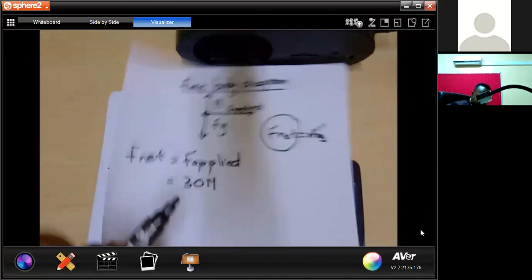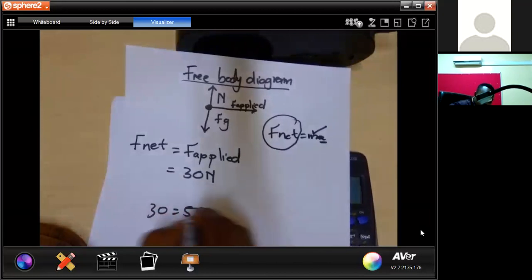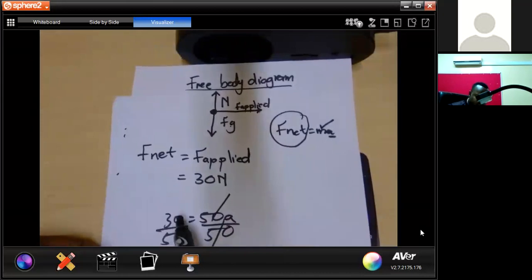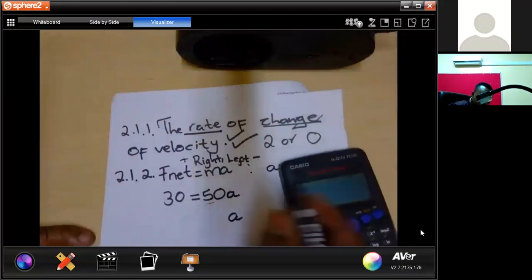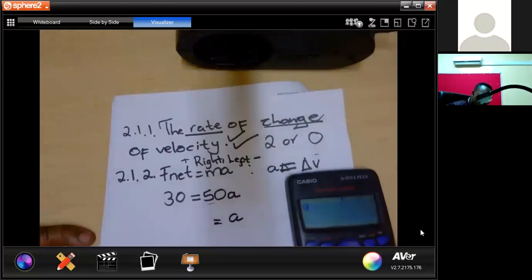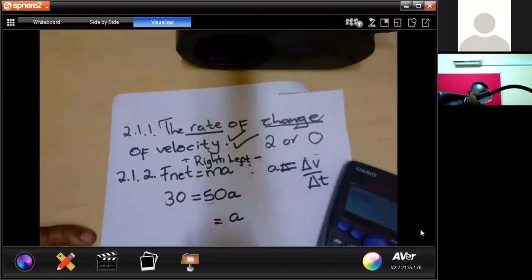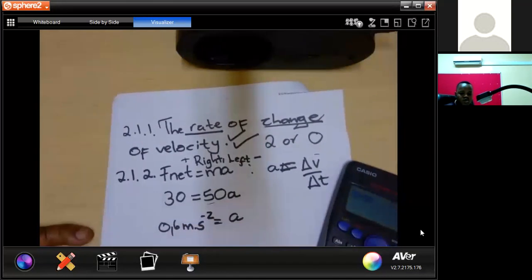In other words, my dear learners, this is what I'm basically saying to you. If I have 30 is equal to 50A, the 50 divides the 50, you are left with A. Then the answer there will be equal to 30 divided by 50. So my acceleration there is going to be equal to 30 divided by 50, and that will give me 0.6. And remember, it's acceleration, so the units are meters per second squared.